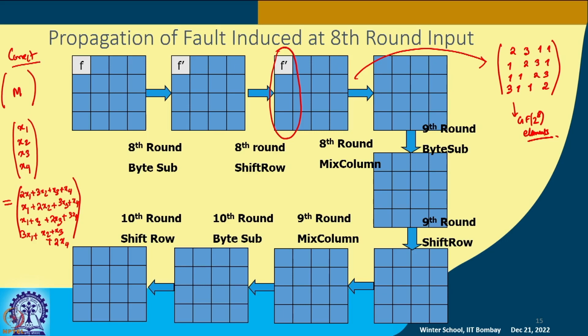Now imagine that there is a fault. If there is a fault, then in this case this is corrupted, so this becomes x1 plus f'. Because of the fault, this x1 will get converted into x1 plus f'. Likewise, this x1 will become x1 plus f', this will also become x1 plus f', and this will also become x1 plus f'.